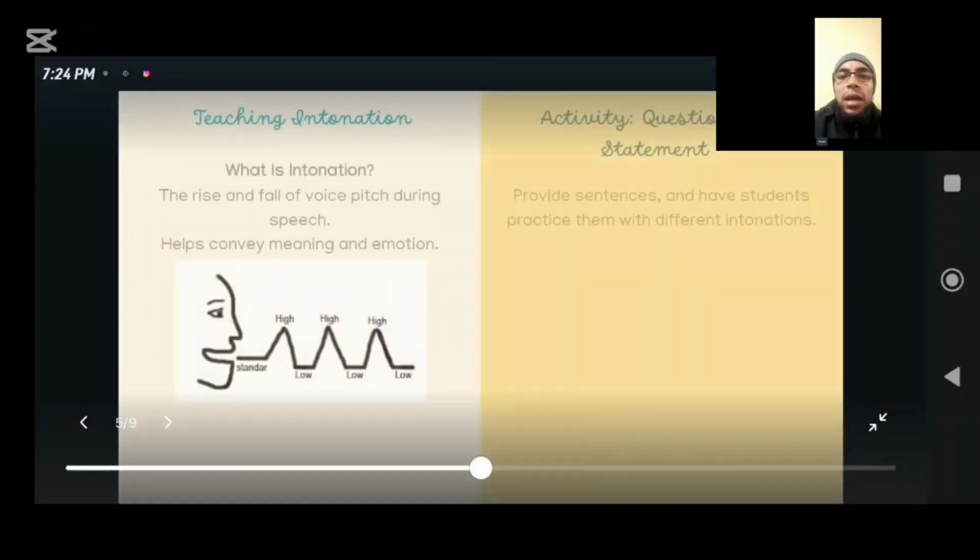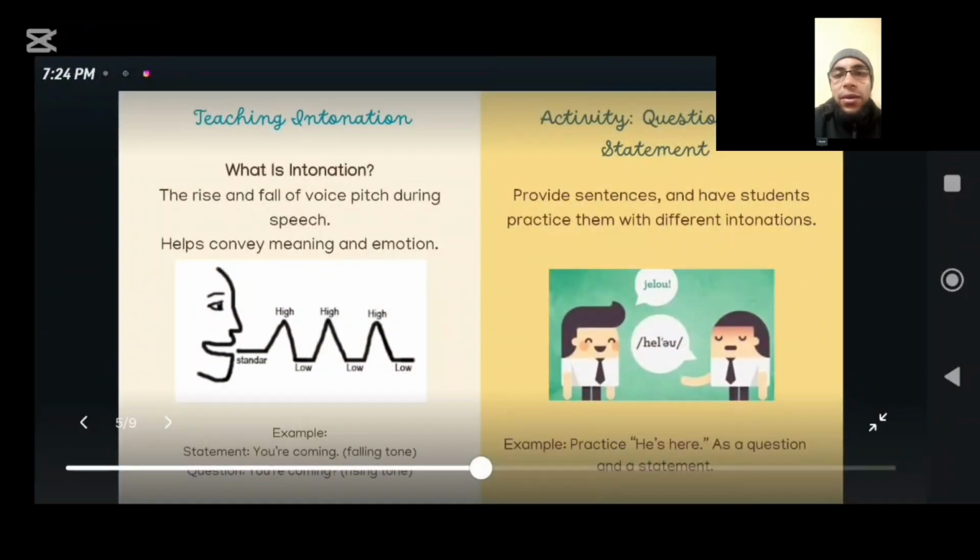Now let's discuss intonation. Intonation refers to the rise and fall of pitch in speech, which helps convey meaning or emotion. For example, a falling tone in "you are coming" indicates a statement, while a rising tone in "you are coming?" indicates a question. To practice, students can take turns reading sentences with different intonations. This activity, called questions versus statements, helps them see how intonation changes meaning. Provide sentences and have the students practice them with different intonations. For example, practice "he is here" as a question and of course as a statement.